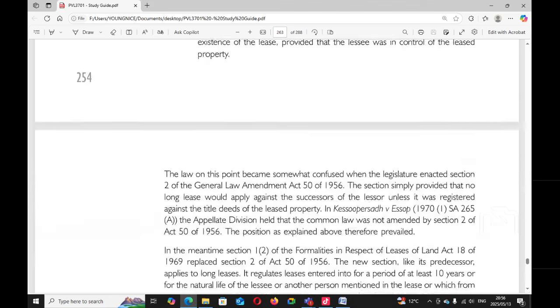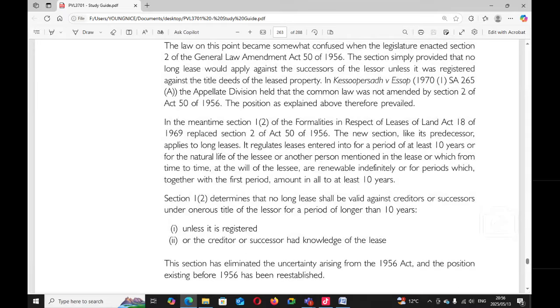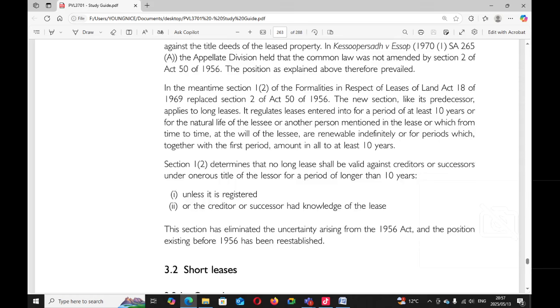Now, let's move forward to page 255. In South Africa, we have section 1, subsection 2 of the Formalities in Respect of Leases of Land Act, which states that a long-term lease must be registered. Because after 10 years, the lease override sale will no longer be applicable. It means that if you have lived in a place for more than 10 years and the lease is not registered, we will check the Formalities in Respect of Leases of Land Act.